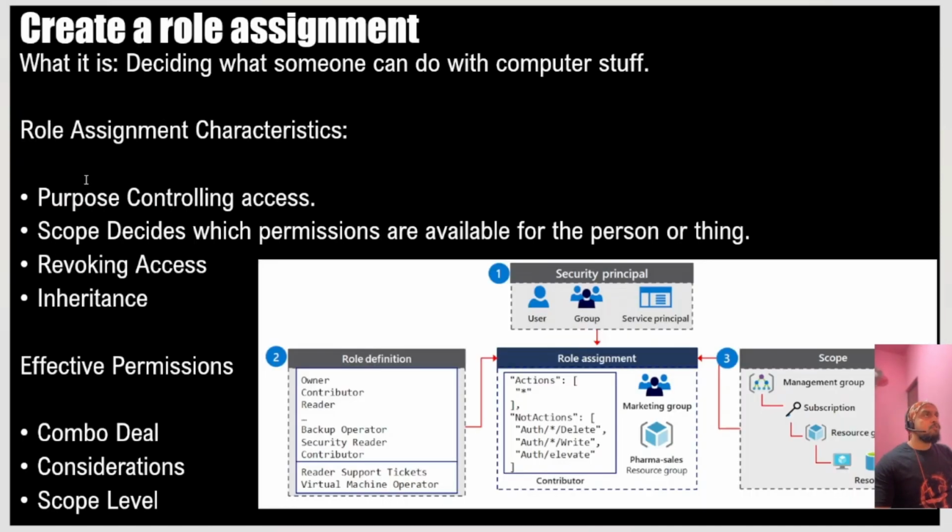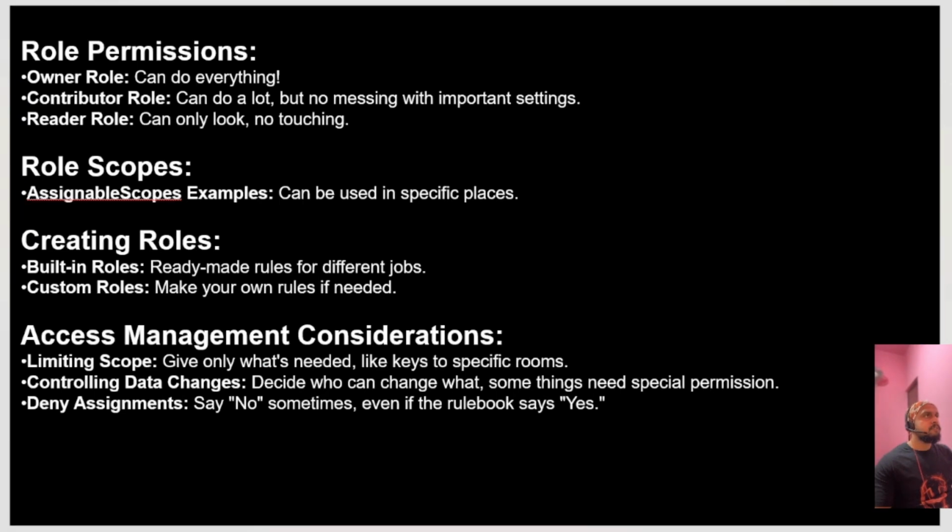And then role scopes. I was talking about role scopes. Assignable scopes examples can be used in specific places. Role scope is generally where you are going to place it, like how much you are going to give in a subscription or in a resource, like that. And creating roles. You can use built-in roles or you can make custom roles.